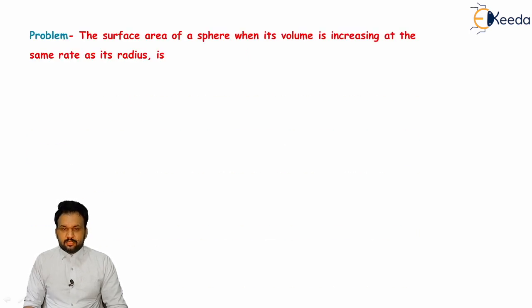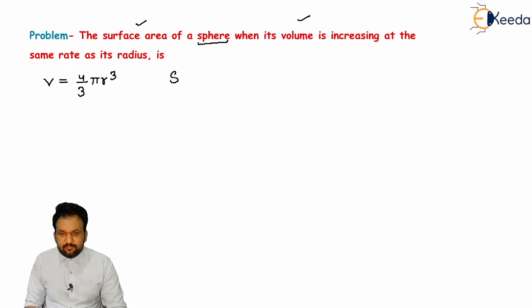Yeah, that is problem number 3. The surface area of the sphere when its volume is increasing at the same rate as its radius. It's similar to what we have done in the first question. First of all you need to know the volume. A sphere is given to you, and the two words, surface area and volume, are involved here. So I need to know the volume of a sphere. We already wrote in the last question that 4 by 3 pi r cube is the volume of a sphere. And the surface area we can write as capital S, and it becomes 4 pi r square.